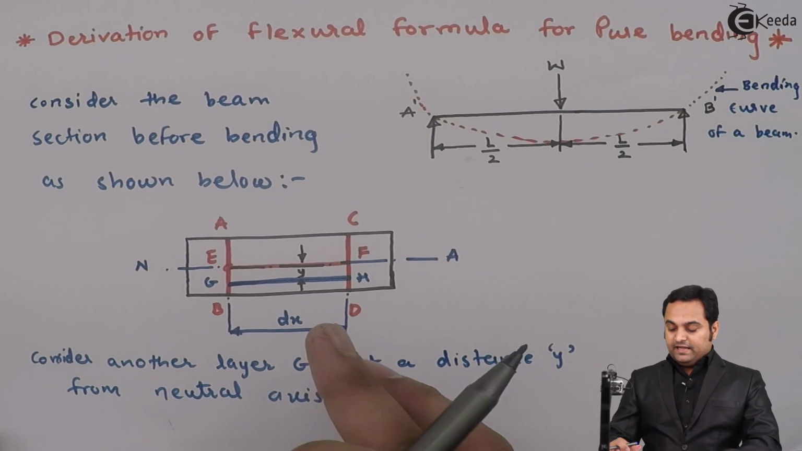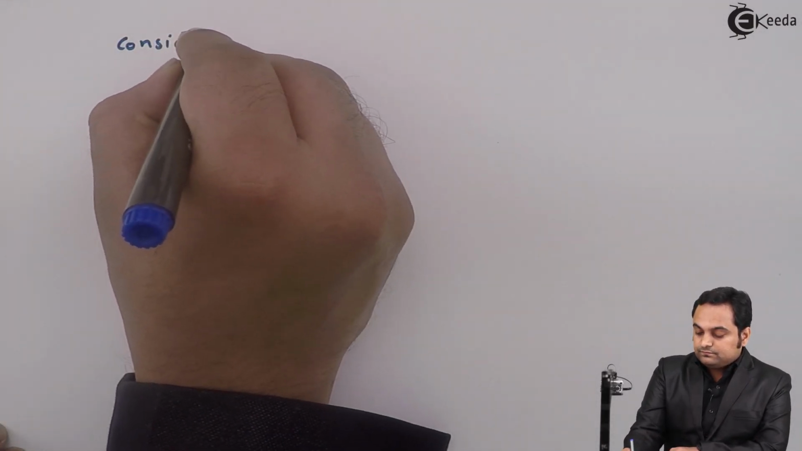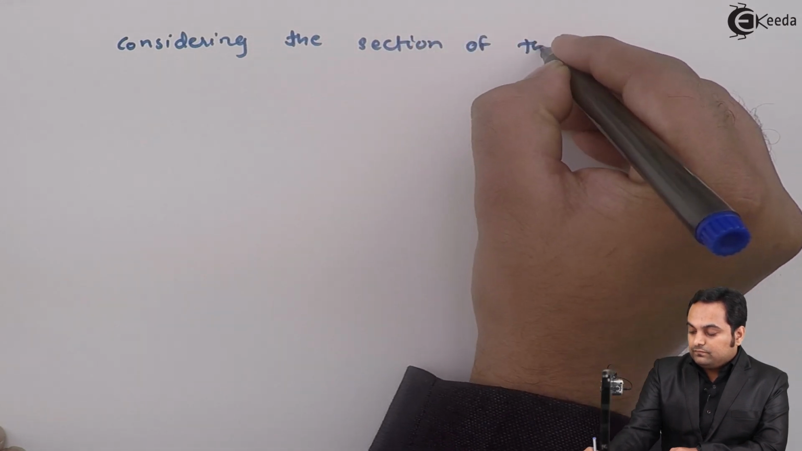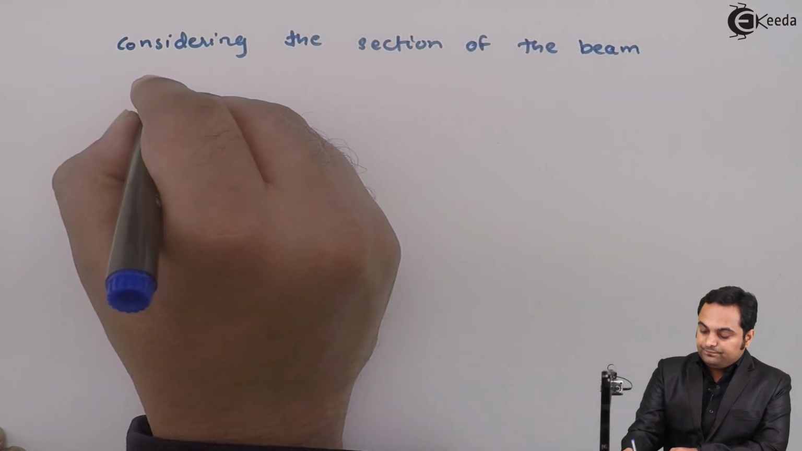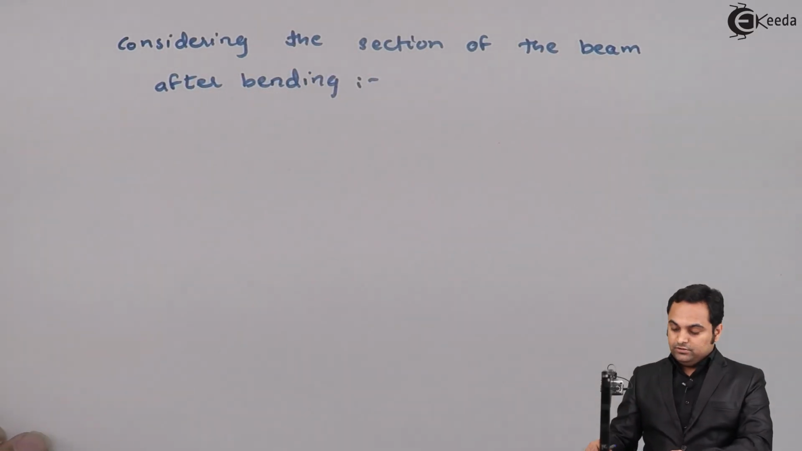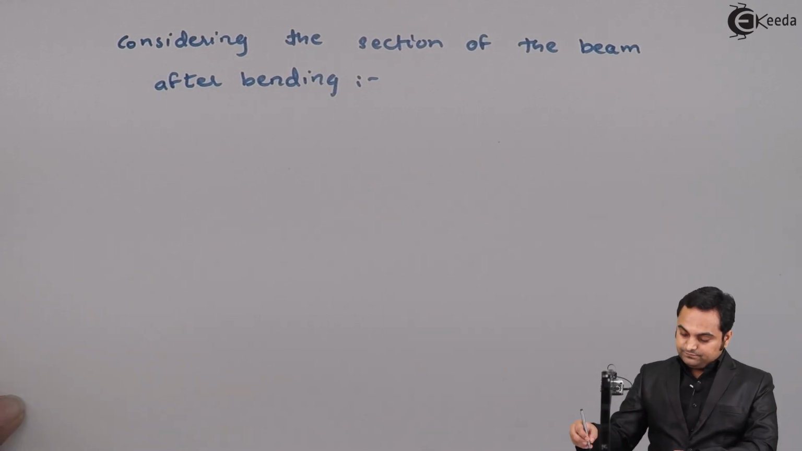Now after bending, what happens is, I'll say considering the section of the beam after bending. Now after bending, how it will look like, first I'll draw the diagram for that.